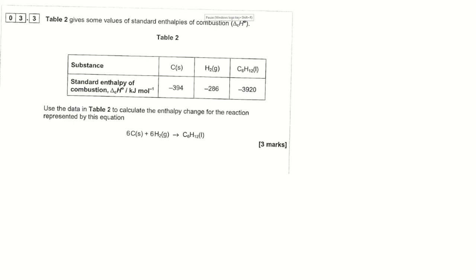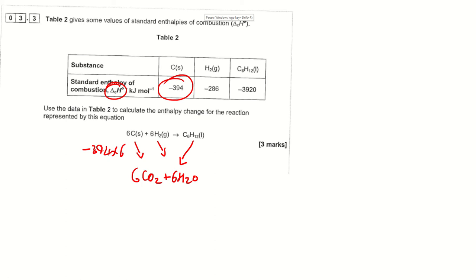Right, let's look at this. We're going to use the data to calculate the enthalpy change for this particular reaction. The reaction that we're after here, we've been given standard enthalpies of combustion. So for standard enthalpies of combustion, that means carbon is going to go to carbon dioxide. We'll have 6 of them. Hydrogen is going to go to water. And when you combust hexane, it's going to go to carbon dioxide and water. So there's your link.